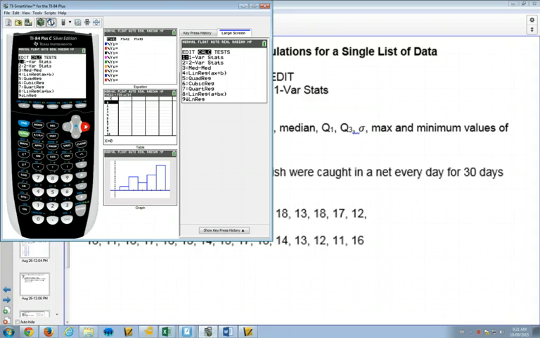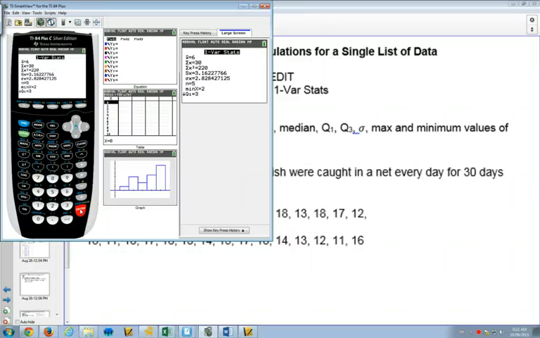Now depending on your calculator, whether it's new or not, some calculators will just go to your main screen and write this. Other ones will come up like this. All you have to do is go down to Calculate and push Enter. I'm going to get different numbers than you because I didn't put all the data in.